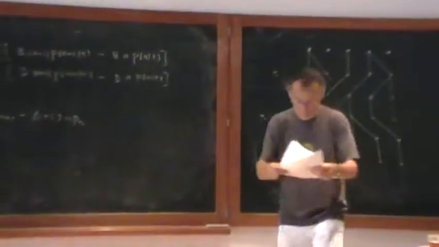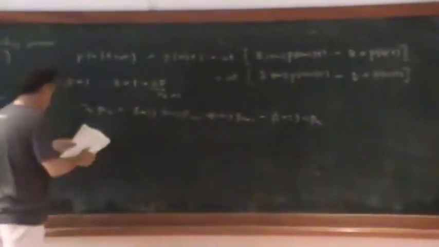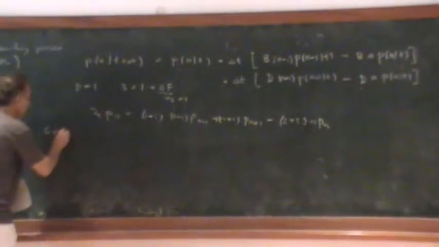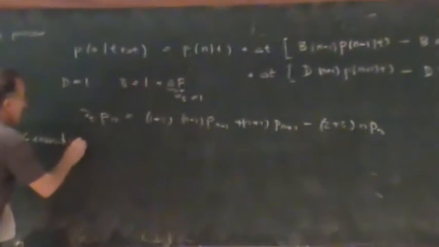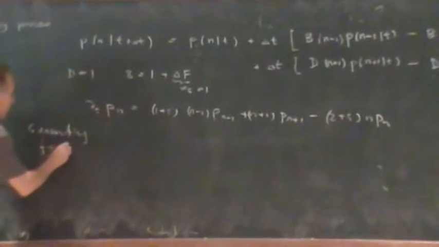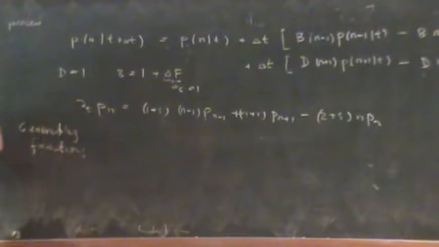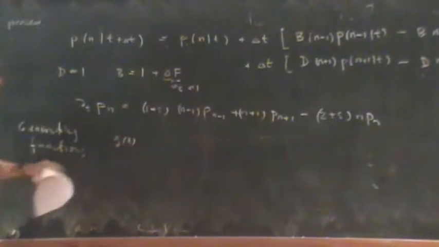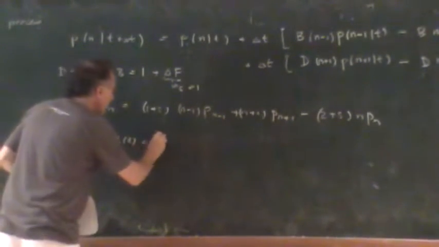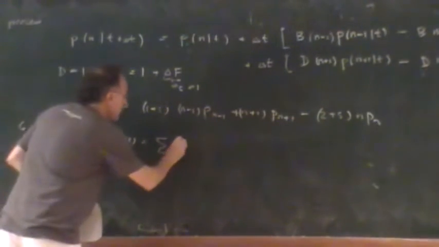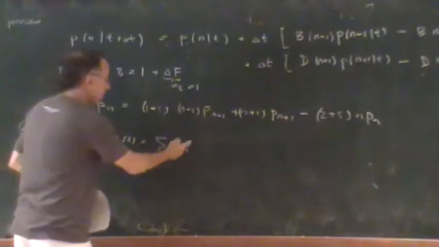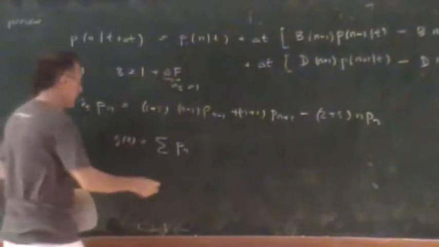Okay. We got this equation to solve. It's linear, it can't be that hard. We're going to solve it using the generating function approach. So we define the generating function g of z by using p sub n as the coefficients of its Taylor series.